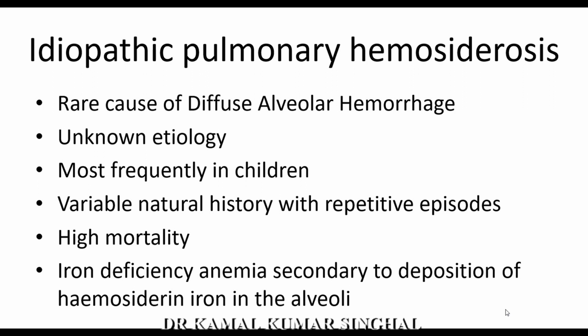Idiopathic pulmonary hemosiderosis is a rare cause of diffuse alveolar hemorrhage. The etiology is unknown, and it is more frequent in children. The history of idiopathic pulmonary hemosiderosis is variable, and there are repetitive episodes, and at least the initial studies have indicated that there is a high mortality. They present more as iron deficiency anemia, secondary to the deposition of hemosiderin iron in the alveoli.